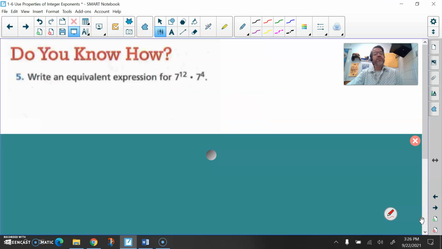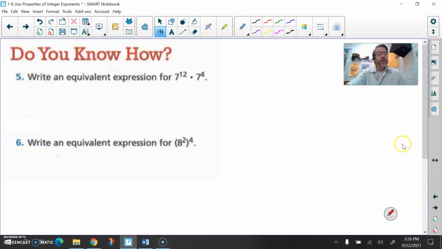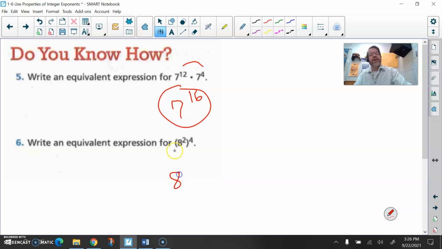I think we're pretty good at this point. I'm running out of time, so I don't have time to show you much more. Very quickly, 7 to the 12th times 7 to the 4th. Any idea how to write that? An equivalent expression would be 7 to the 16th. Just add those exponents together. Power to a power, we multiply the exponents. So this would be 8 to the power of 2 times 4, 8 to the 8th. Okay?